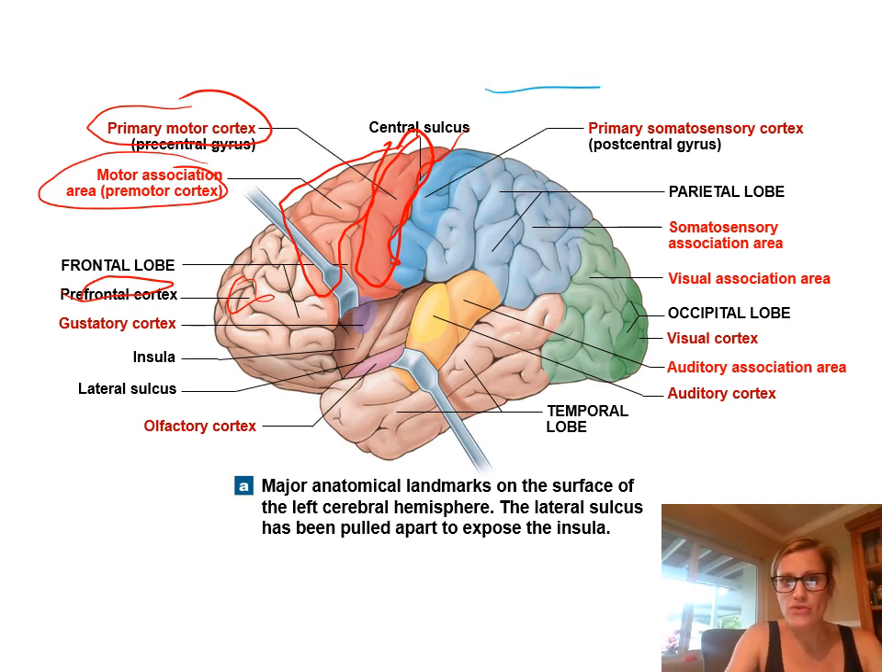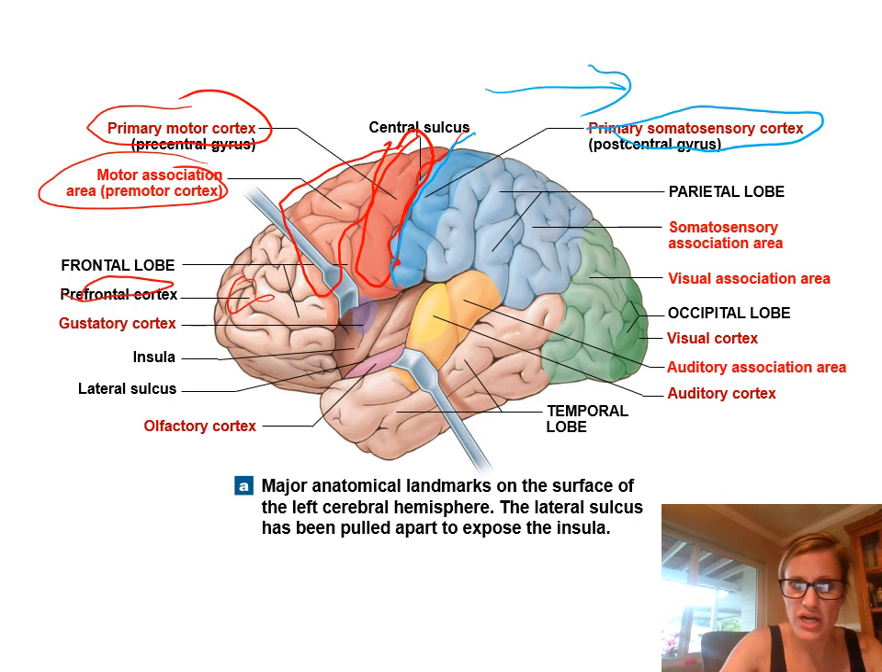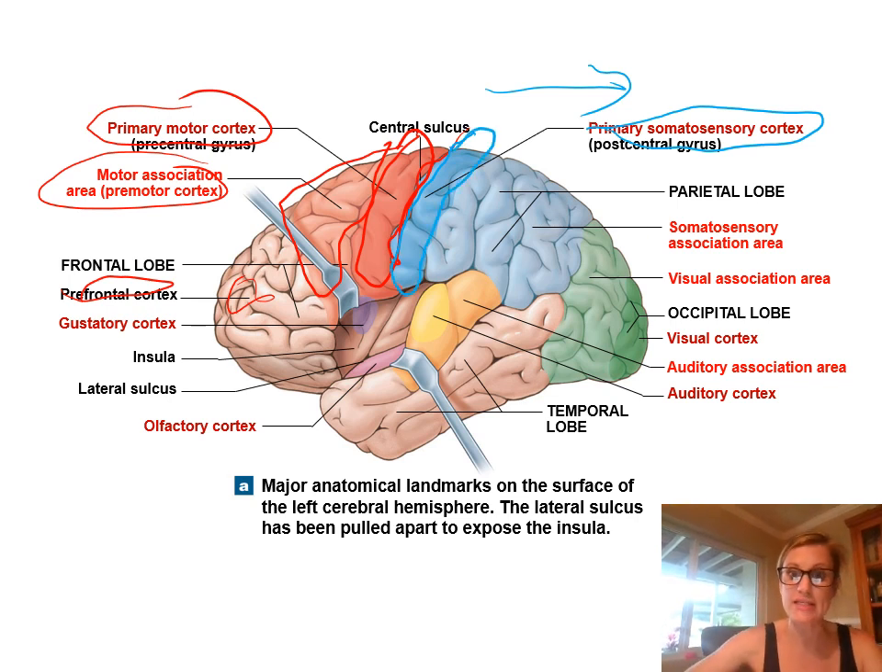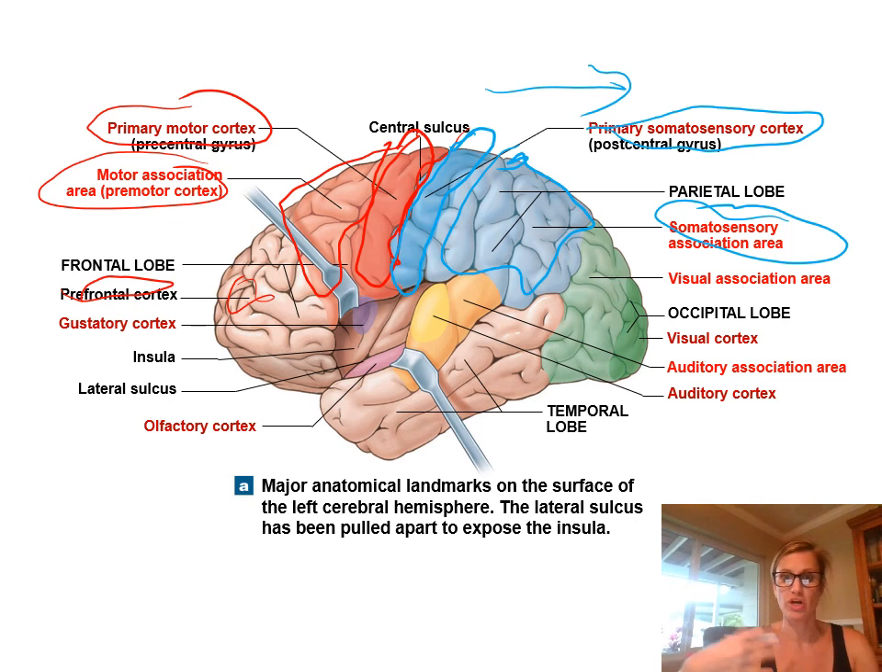Back behind the central sulcus, we have sensory functions. The primary somatosensory cortex is the postcentral gyrus right here. That's where we receive information about touch. And then back behind it is the somatosensory association area. That's where we make sense of, process, and understand the things that we're feeling.